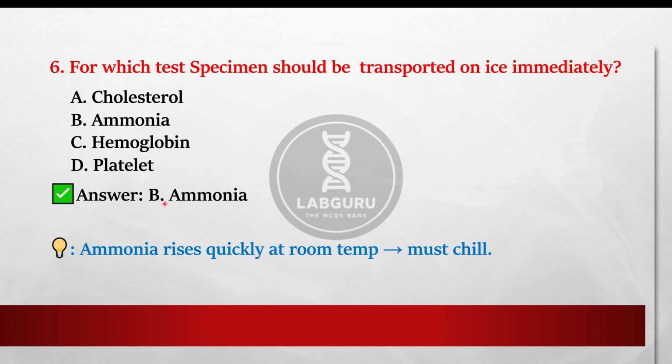Why does it happen? Because after blood collection, the metabolic process continues in the RBCs and WBCs, which releases ammonia and causes the level to rise at room temperature. So to minimize this metabolic process, we send this sample on ice. We keep the sample in the ice, so this metabolic process will be delayed.